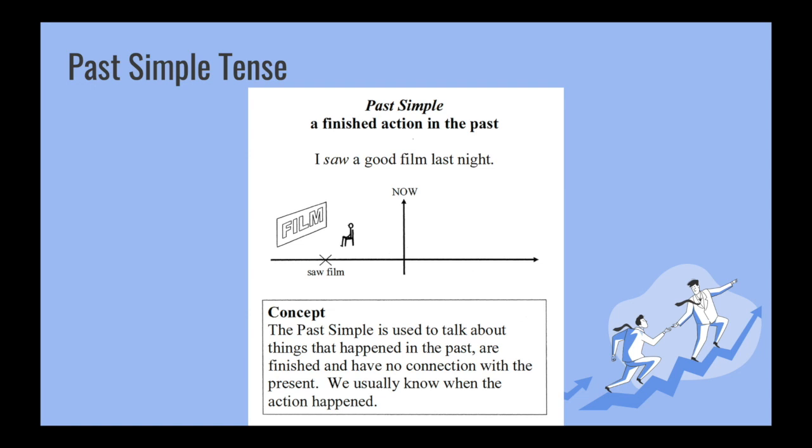So the past simple is used to talk about things that happened in the past, are finished, and have no connection with the present. That's the main difference between the past simple and the present perfect. And we usually know when the action happened, or it's clear from context.